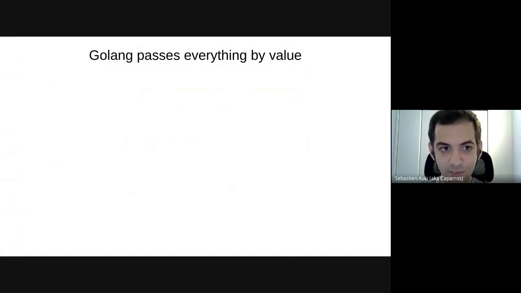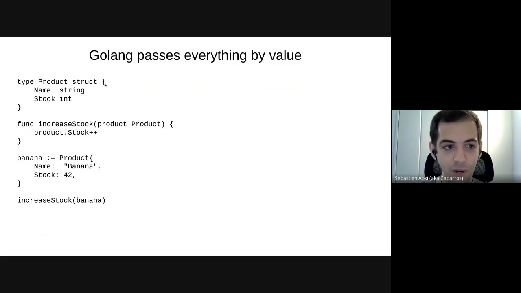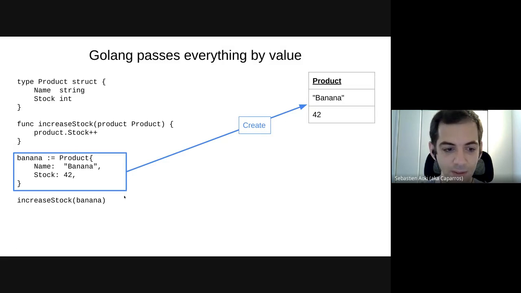So first, Golang passes everything by value, which is quite different from many languages. So for example, let's say I have this struct, which is a product with a name and stock, and I want a simple function which takes a product and increases the stock. And then I have my product and I actually increase the stock. So what happens there is that first I create my product. So I get one area in memory. So this is my product in memory. It has this property, which is the name, which is banana, the stock, which is 42.